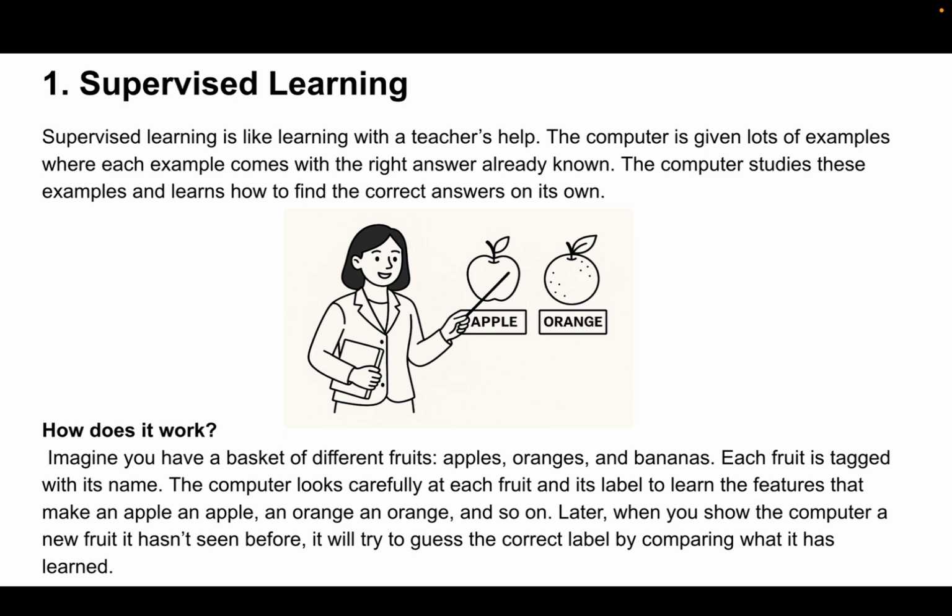Imagine a basket full of different fruits, apples, oranges, and bananas. Now each fruit is tagged with its name. The computer looks carefully at each fruit and its name to learn the features that make an apple apple and that make an orange orange. Later, when you show the computer a new fruit, it will try to guess the correct label by comparing what it has learned. So that's supervised learning.